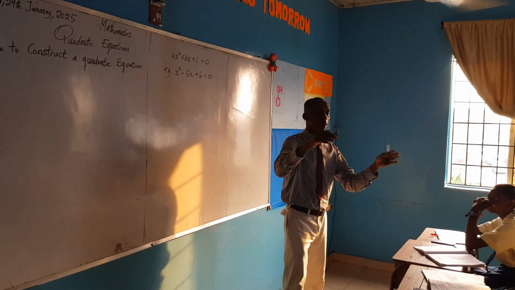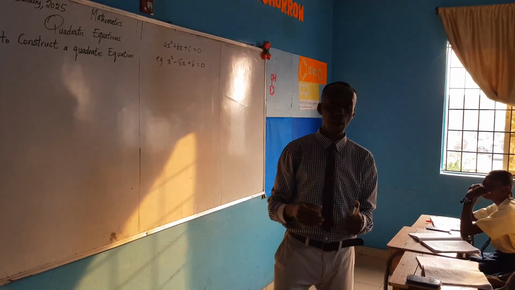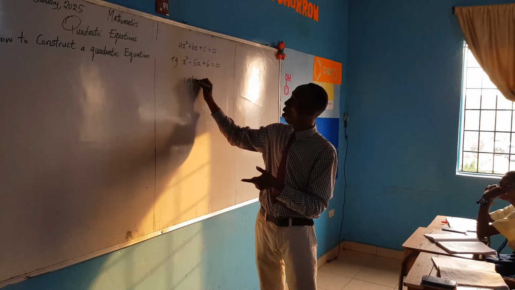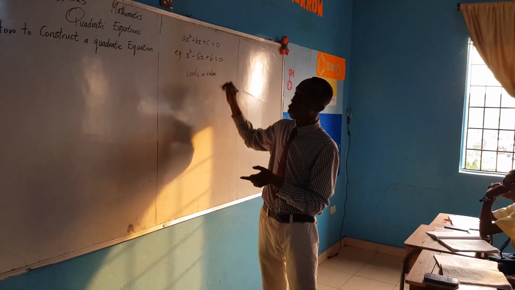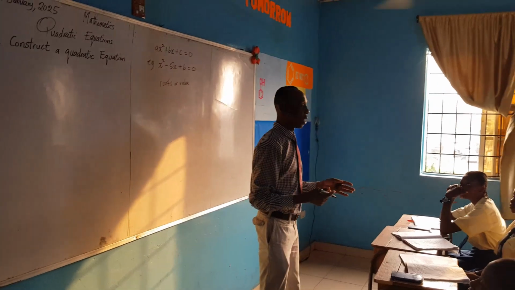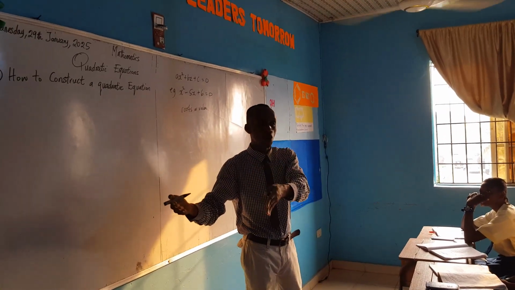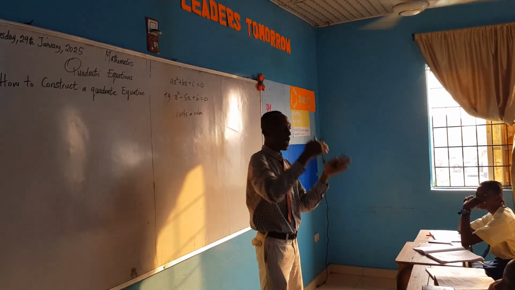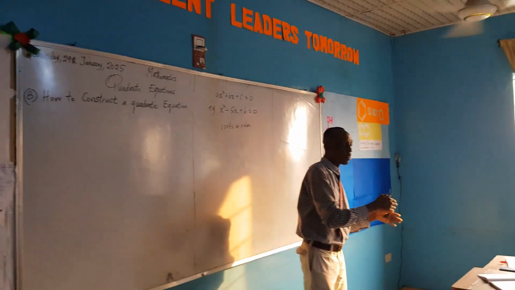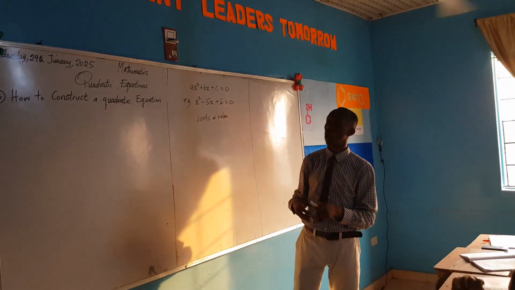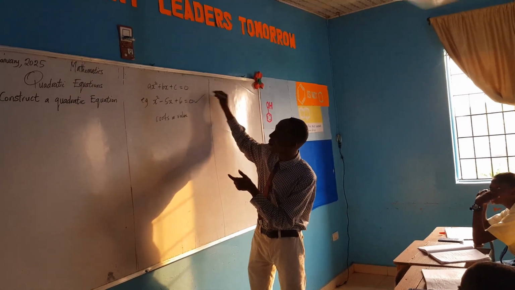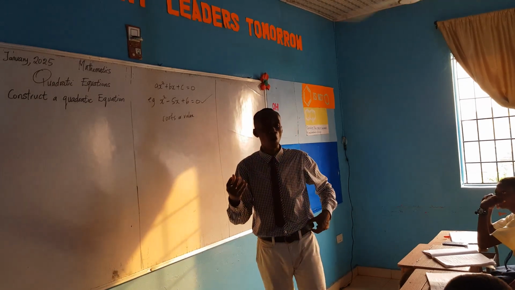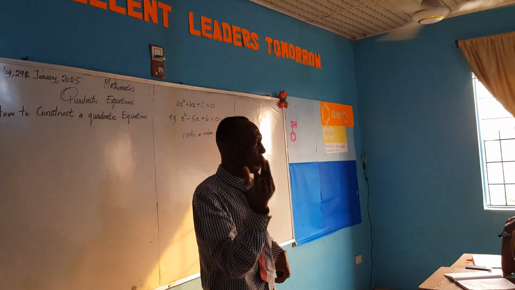In the first part of this topic, we dealt with how to get the roots or the values of a quadratic equation. Let's assume that getting the roots of a quadratic equation is like moving from left to right. This time around, I want to move from right to left. I want to say how to construct an equation that looks like this. I will call it a quadratic equation.